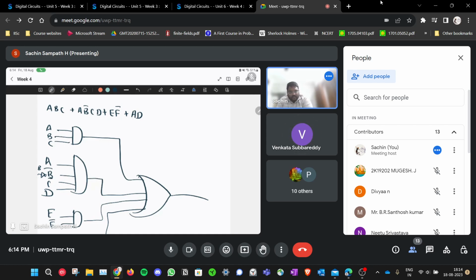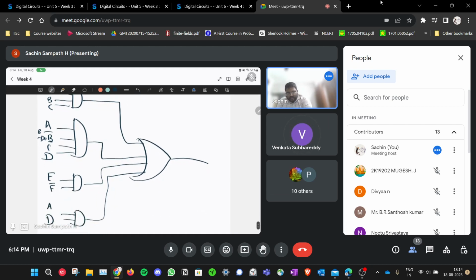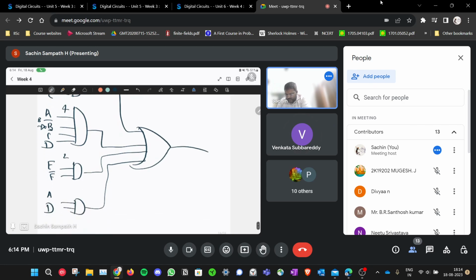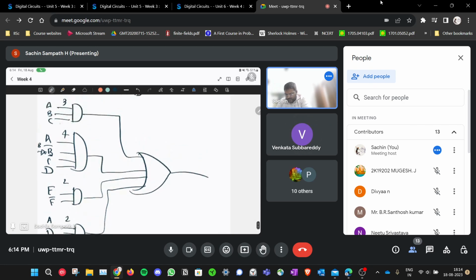Okay. How many input ports are there here? This has three input ports. This has four. This has two. This has two. How much is that? 11. And here you have 4. 11 plus 4. You have to consider B bar is directly given to you.